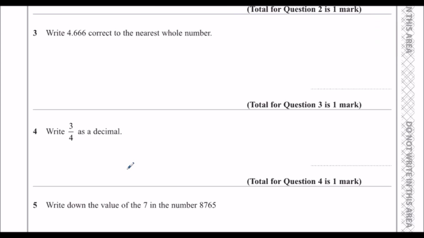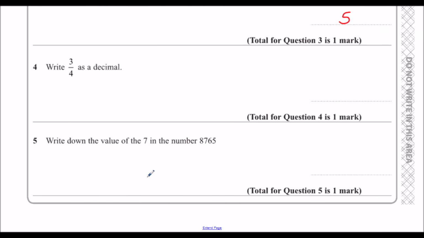Question 3. Write 4.666 correct to the nearest whole number. So 4.666 is in between 4 and 5. Is it closer to 4 or 5? We're looking at the tenths column and asking, is it 5 or above? It is, so we round up and it goes to 5. It's closer to 5.